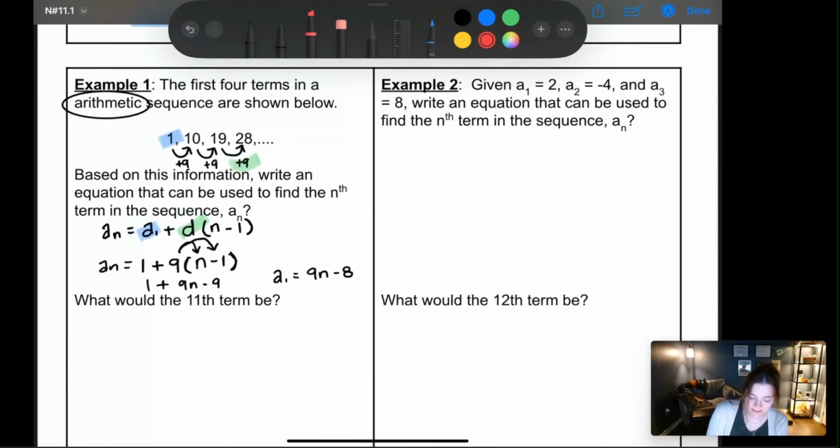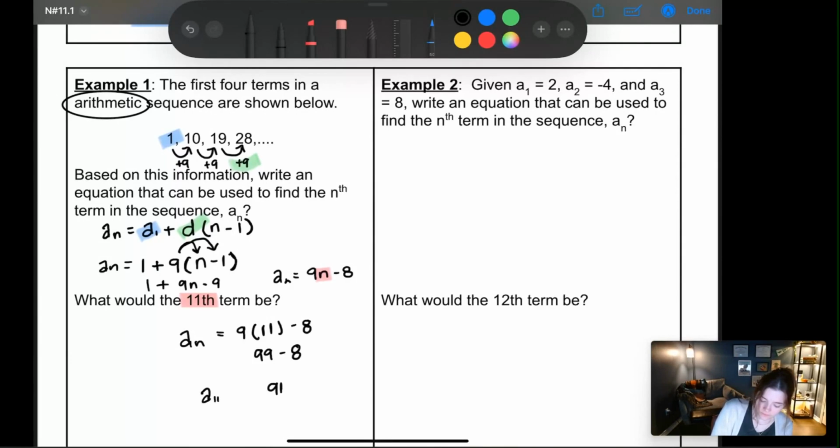And the term number that's asking for, it says, what would be the 11th term? So that means we're going to be plugging in 11. So we would say, well, a, the nth term for 9 times 11 minus 8. Well, we know that 9 times 11 is 99. Minus 8 would be 91. So the 11th term, A11, would be 91. And then you're done. You solved them.